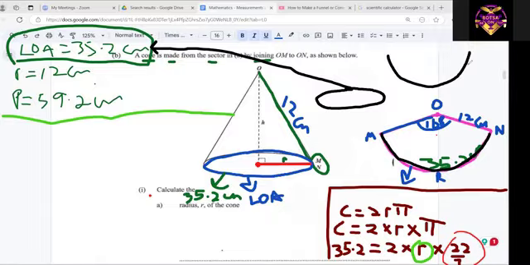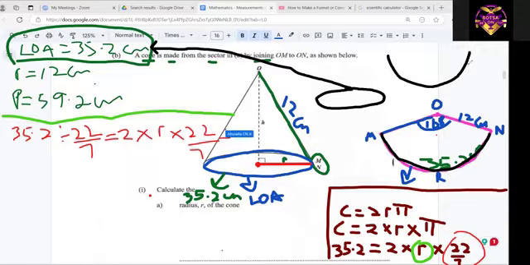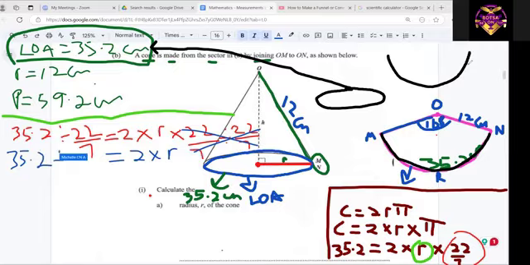So I'll need to divide both sides by 22 over 7. So 35.2 divided by 22 over 7 is equal to 2 multiplied by the radius multiplied by 22 divided by 7, divided by 22 over 7. Now I know, and some of you would know as well, if you divide the same thing by the same thing, they will cancel out. So this will leave us with 2 by the radius. We can leave this for now, let the calculator do that in a while. Divided by 22 over 7.